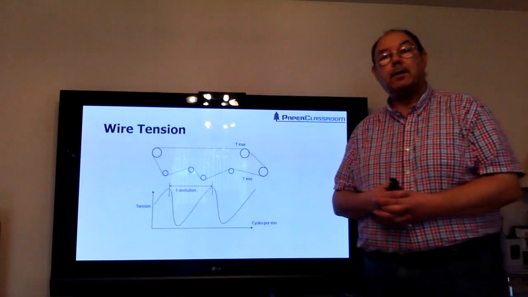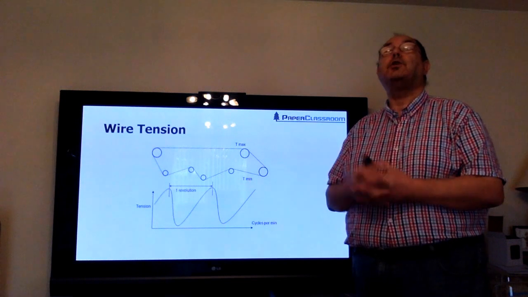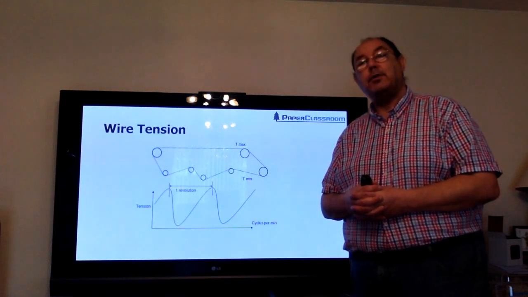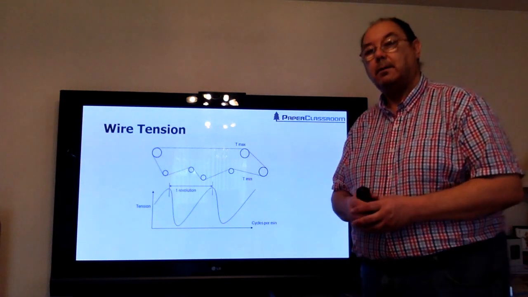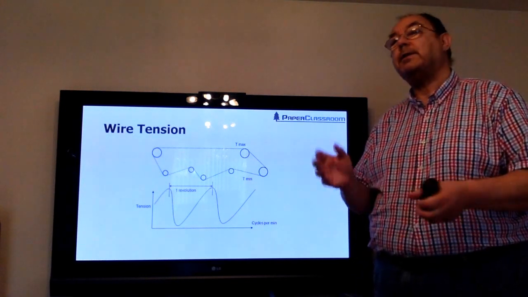Another thing we need to consider on the wire is the wire tension. If I ask the question, is the wire tension the same everywhere? Many students have said, oh yes, of course it must be. But in fact it's not true.